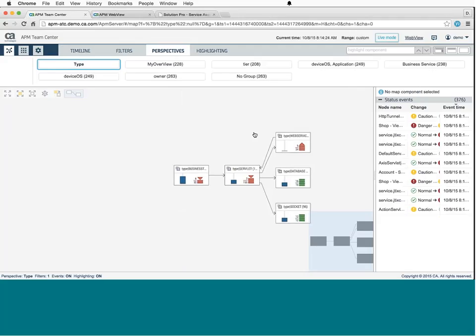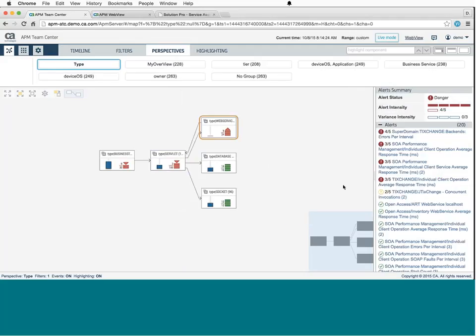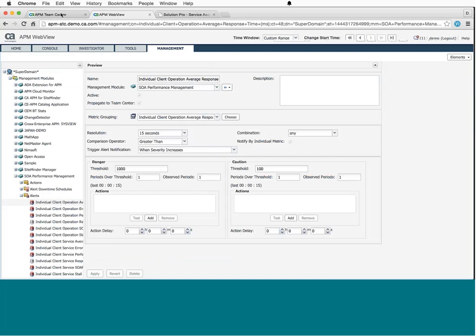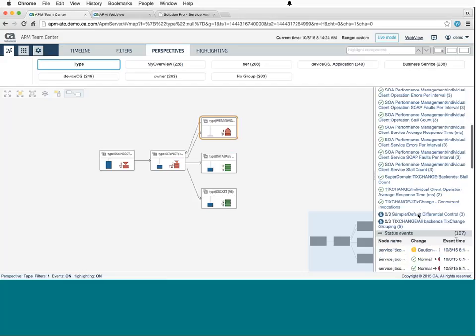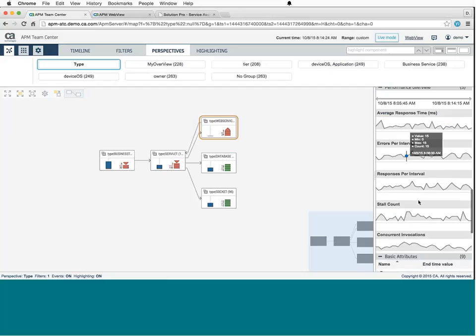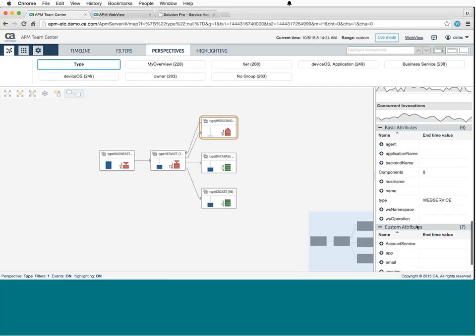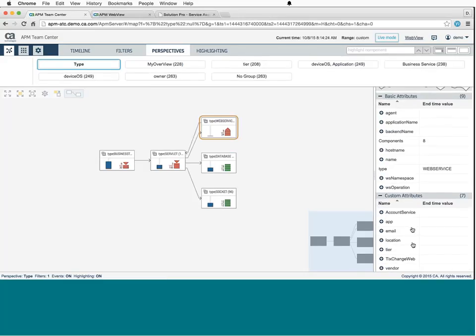There we go. If I click on one of these components, I'm going to have to close this window, or I'll move it for a second. I don't want to miss a question. And if you look on the right side here and scroll down, besides all of the blame point metrics that you're used to seeing in WebView or in a console, there's a set of custom attributes here.